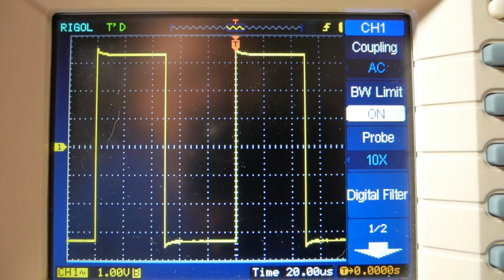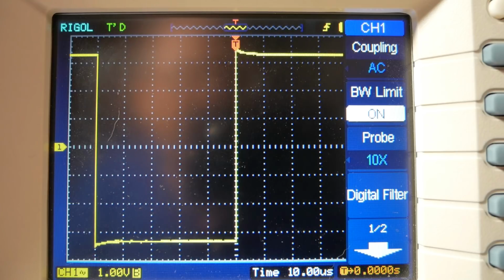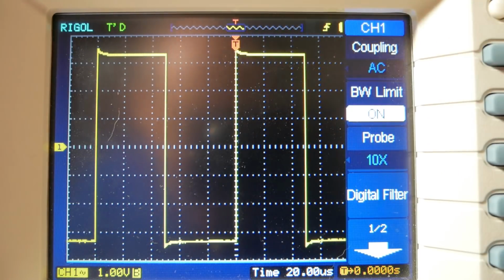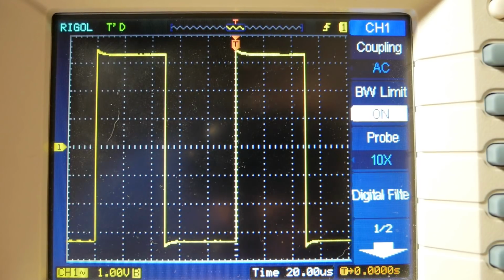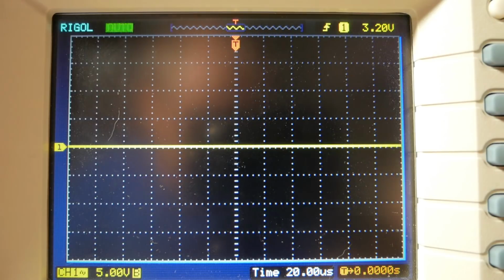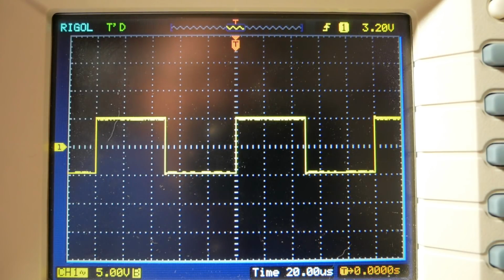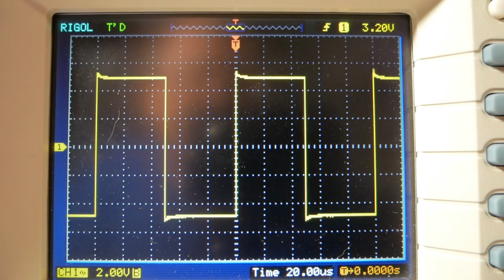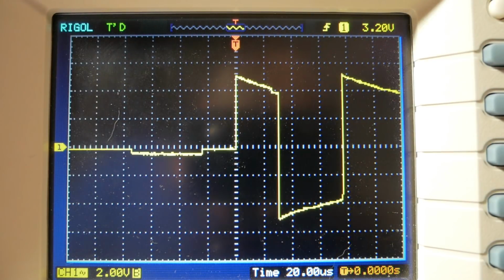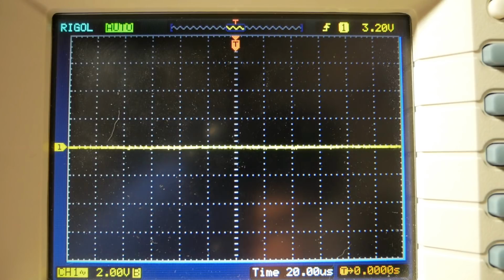I can turn this up more. You can see there is a little bit of a peak, but that is from the signal generator. See if I put that on there. Let me turn this down first. See, that's from the signal generator. Lovely quality signal generator.